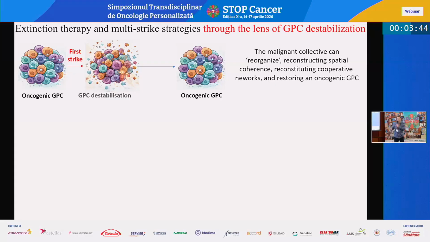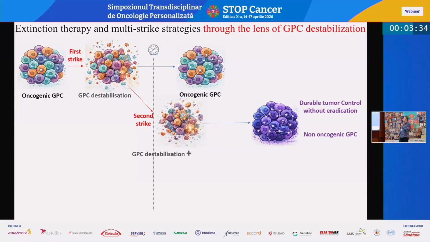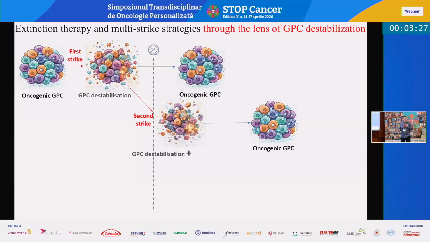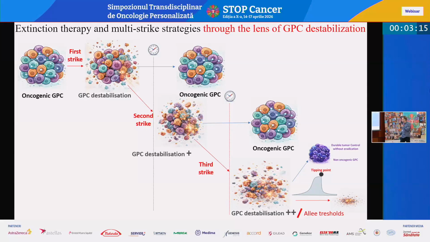So the idea is that before the tumor is able to reorganize like that, to induce a second strike to increase the level of destabilization into the tumor, hoping that this time it will be enough to obtain a durable control without eradication. But again, the tumor could potentially reorganize and come back. So the idea is, again, before the tumor is able to do that, to induce a third strike to constantly increase the level of destabilization, hoping that sooner or later we will reach some interesting tipping point or durable control.